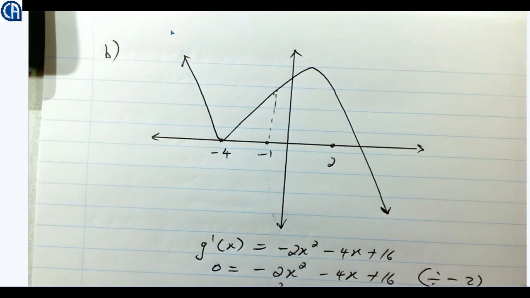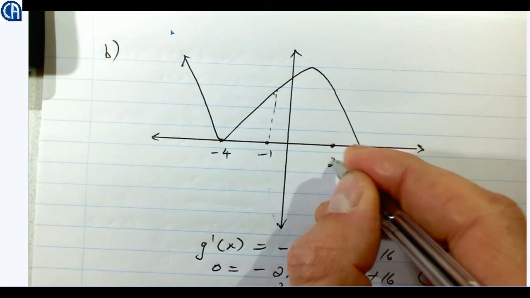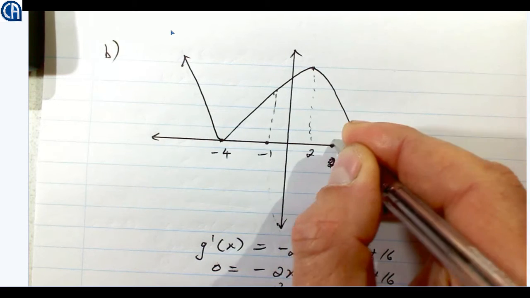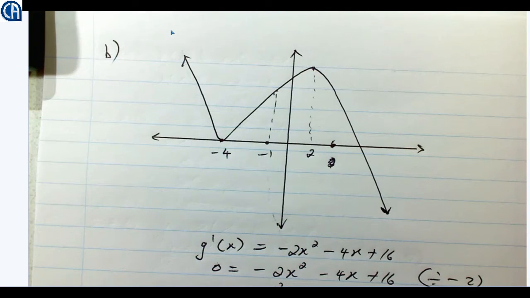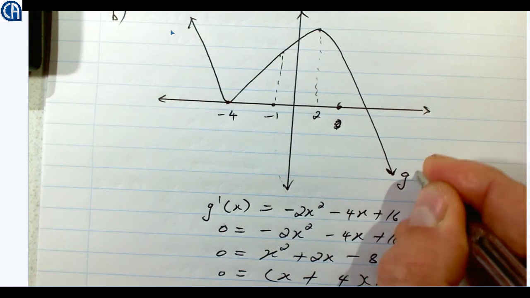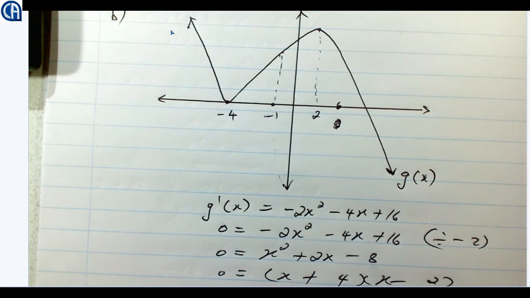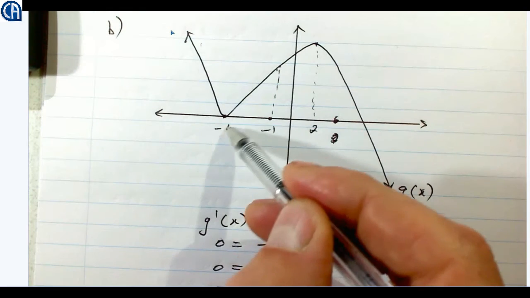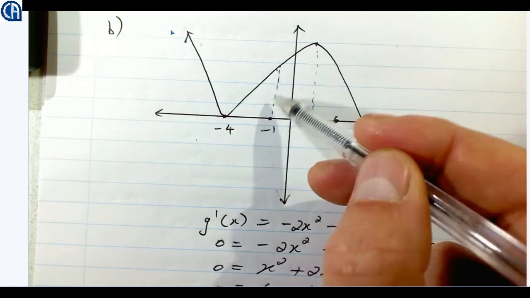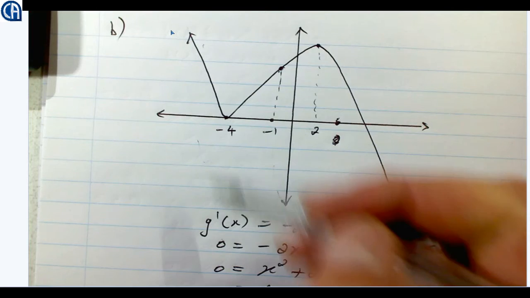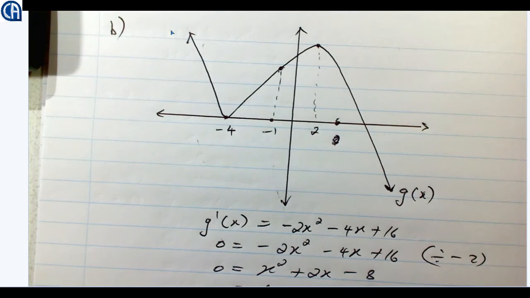Okay, the 2 over there is a bit off. Let me just fix that. That's a bit better. Sorry about that. So that x value there is 2. Alright, that's what g would look like. Now there are lots of other ways that you could have sketched g, as long as it turns at minus 4, has a point of inflection at minus 1, turns at 2, and is a decreasing function.